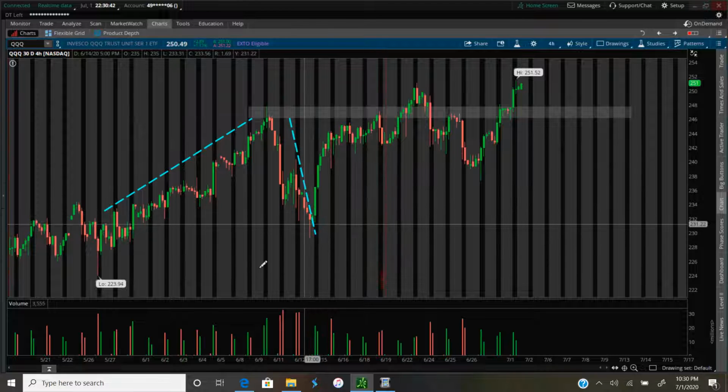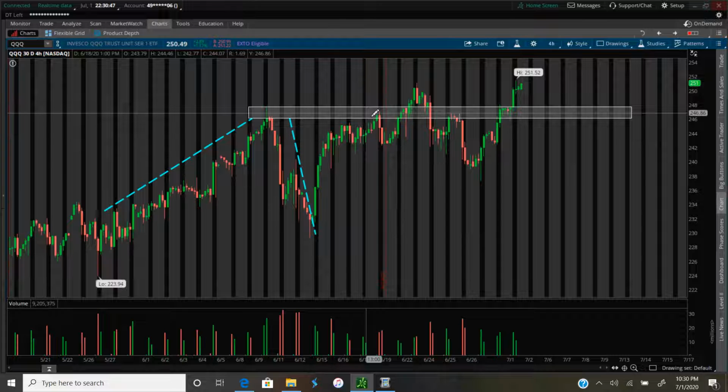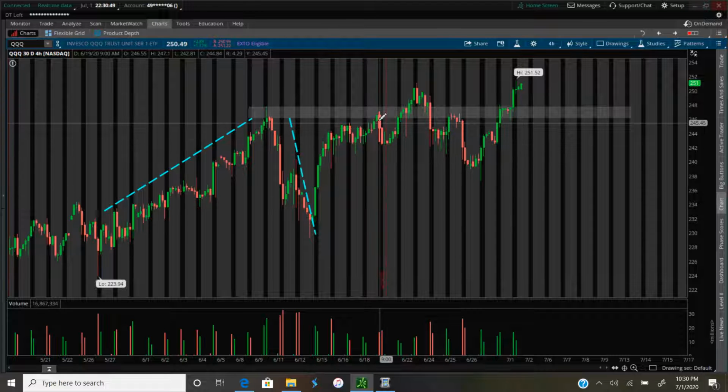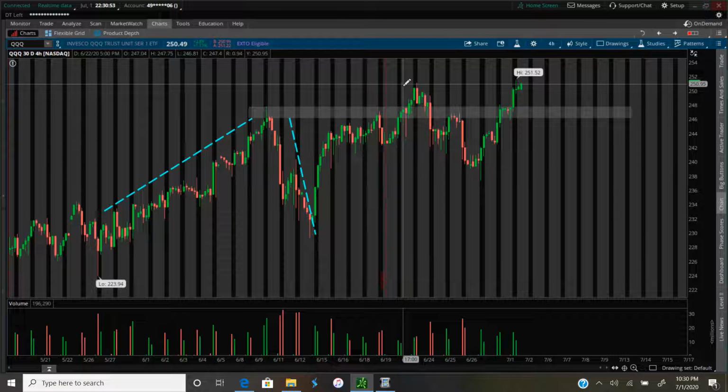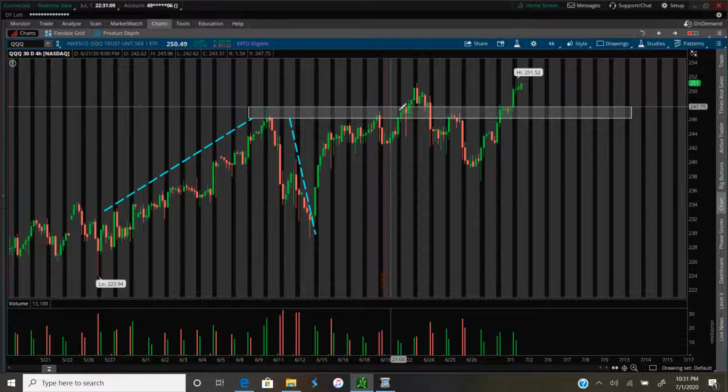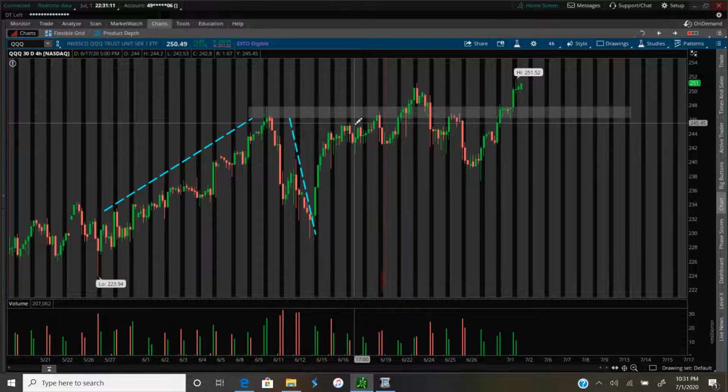We dropped, higher low, rallied into resistance, rejected, tried again, broke through, but wasn't strong enough to stay above. We fell back down. We tried again. We failed. And here we go one more time. Now, this zone helps as support or resistance.